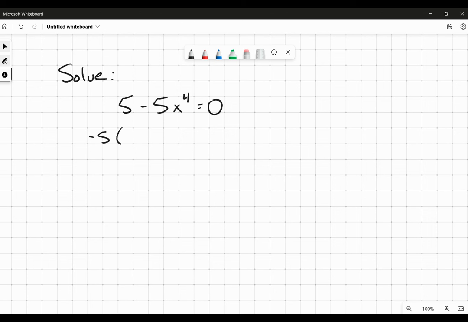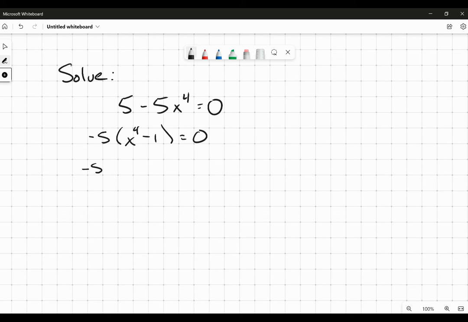Well, the reason I want to take out a negative 5 is because I prefer to have what I'm left over with go this way. Okay, starting with the highest degree term and going to the lowest degree term. So I like it when I've got this x to the fourth minus 1. And now I can move ahead and factor this one here.